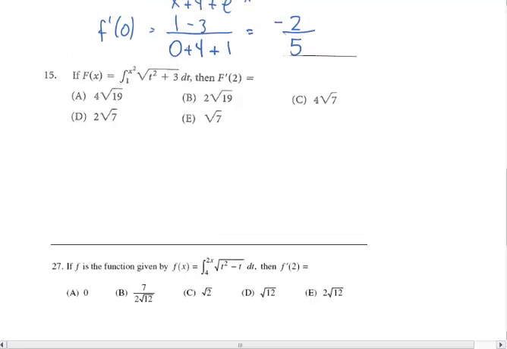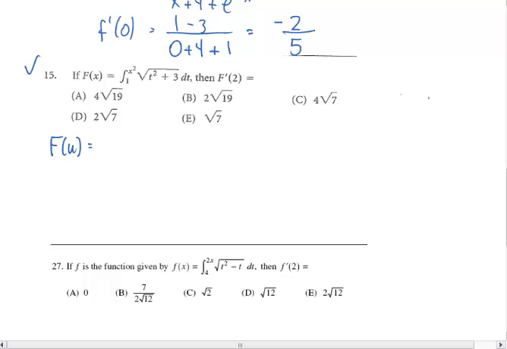Another chain rule problem. This is a chain rule problem where we're working with an integral function. So give this one a shot. I'm going to pause. Remember, these questions should take 1 to 2 minutes. They shouldn't take any longer than that. But I want you to give it a shot and then come check out what the video says.